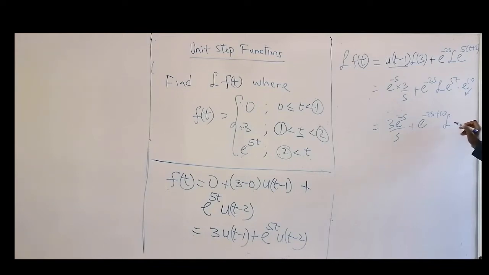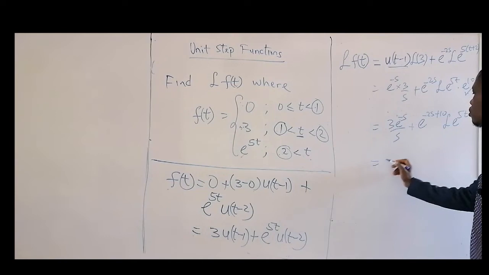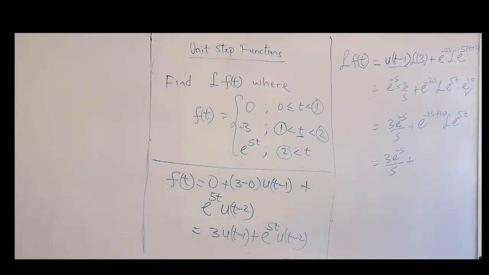Laplace of e to the 5t. Okay, our final answer will be equal to 3e to the minus s over s, then plus e to the minus 2s plus 10 times Laplace of this, which is 1 over s minus 5. And that finishes that.